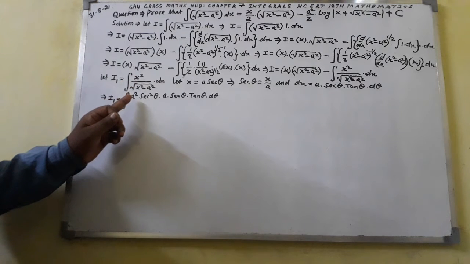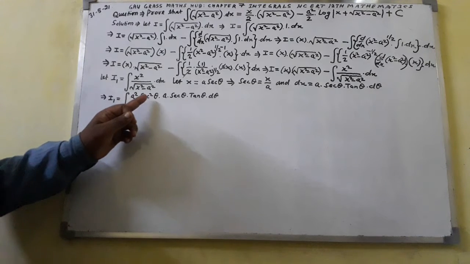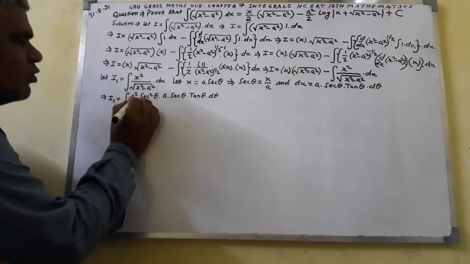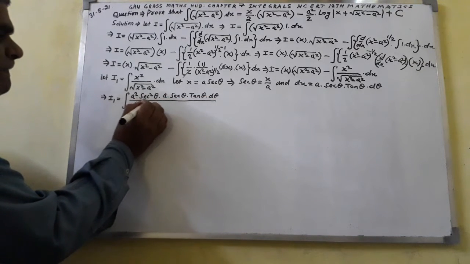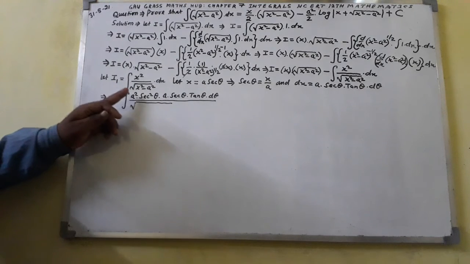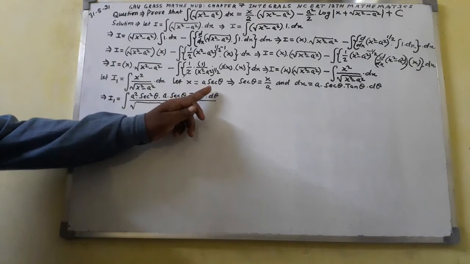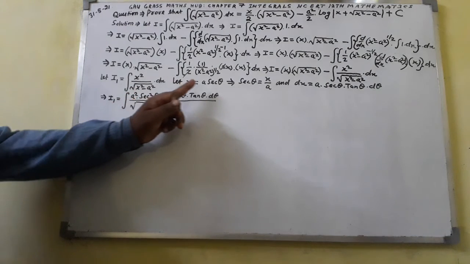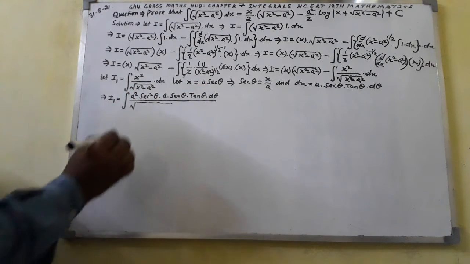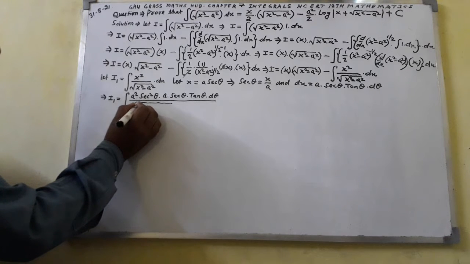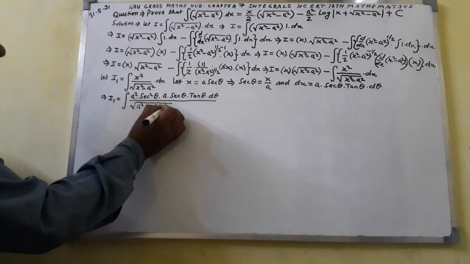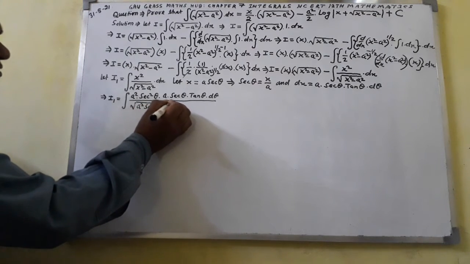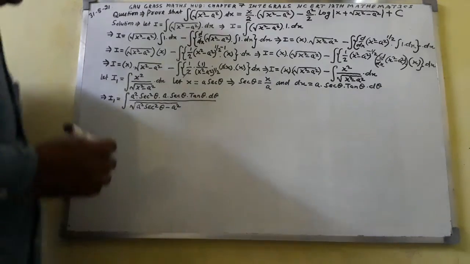Here x square will become x square equal to a square dot sec square theta whole over under root, here in place of x I shall write a dot sec theta. The x square equal to a square dot sec square theta. So here write a square dot sec square theta minus a square. This thing I shall write.